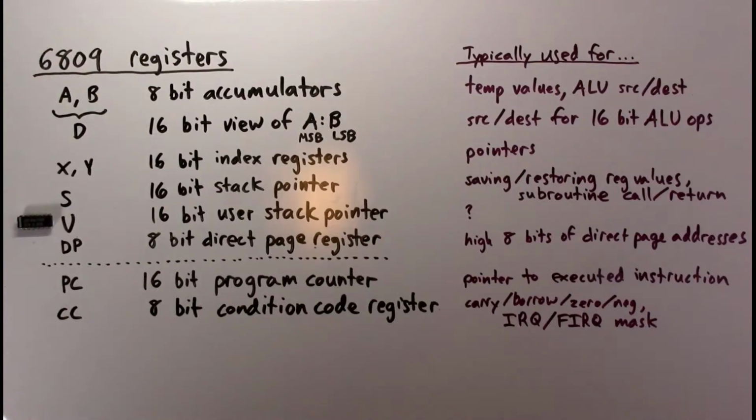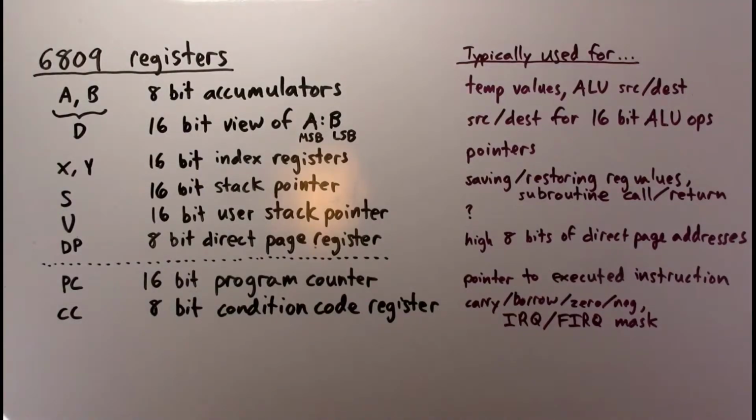The U register is the 16-bit user stack pointer. The user stack is independent of the main stack. We probably won't be using the user stack in our monitor program, but it can be useful for applications with multiple stacks, such as programming language interpreters. The DP register stores the upper 8 bits of direct page addresses and determines which 256-byte chunk of memory is used for direct memory references. We'll talk more about direct addressing when we discuss addressing modes.